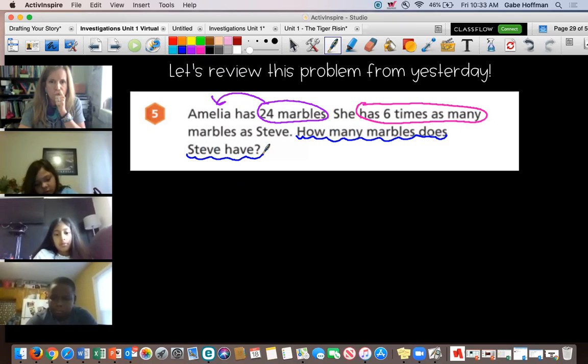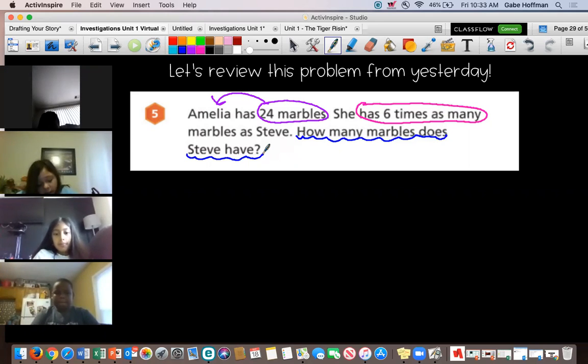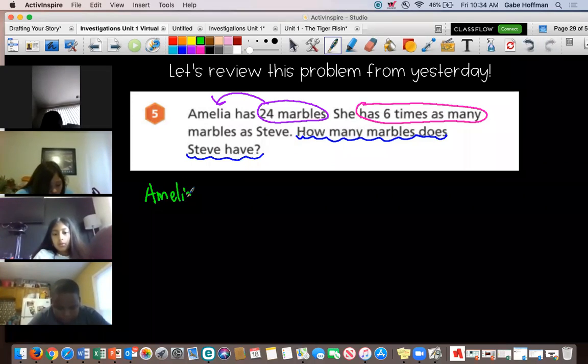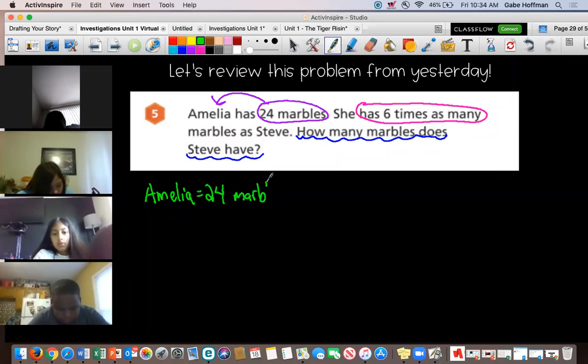So in this problem, who do we know how many marbles they have already? Anybody can unmute. Who do we know how many marbles they have already? Amelia. Yeah, we know Amelia has 24 marbles, right? So I'm just going to write Amelia equals 24 marbles. Sorry, the dark blue is hard to see.